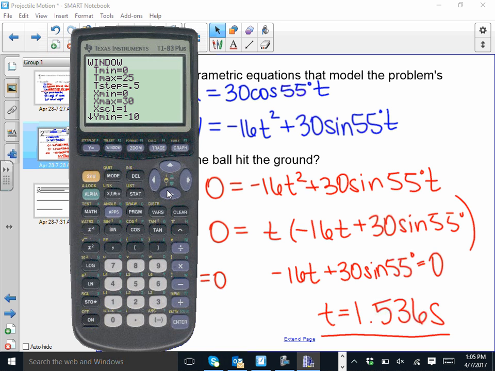Did you change your T-step to something? Yeah, change it to like 0.1. See, look at that beautiful graph.